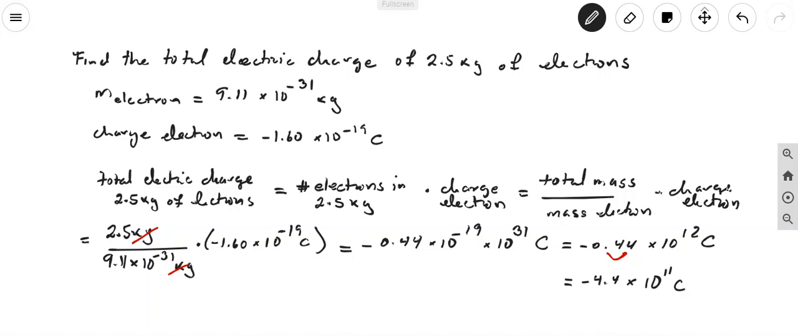So we can say now here that the total electric charge of 2.5 kilograms of electrons is equal to negative 4.4 times 10 to the 11 coulombs.